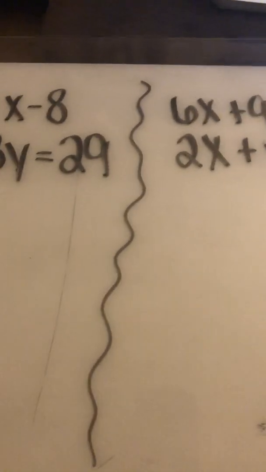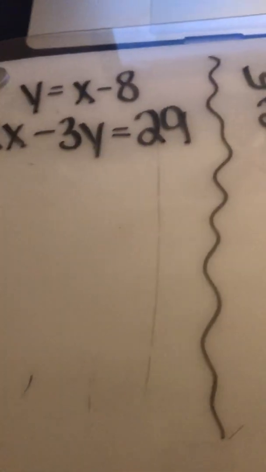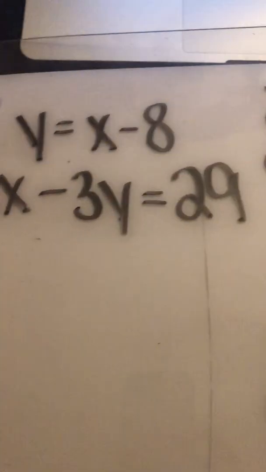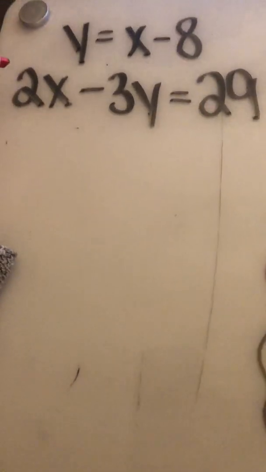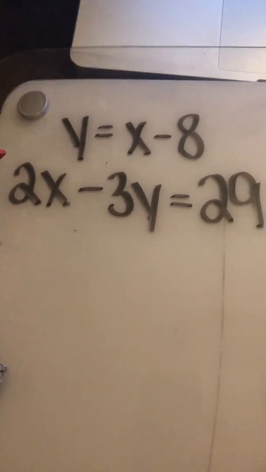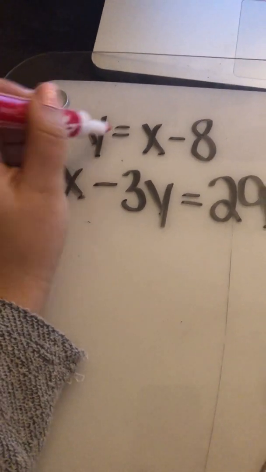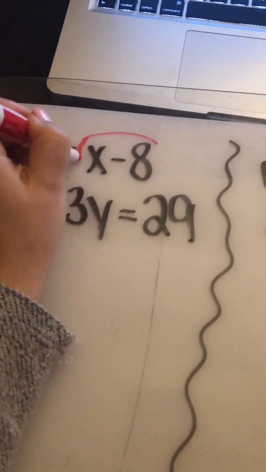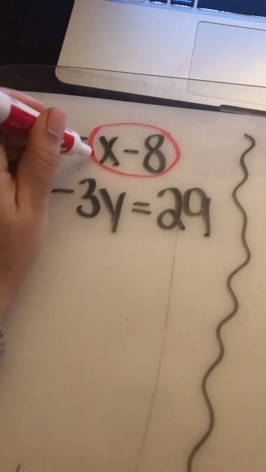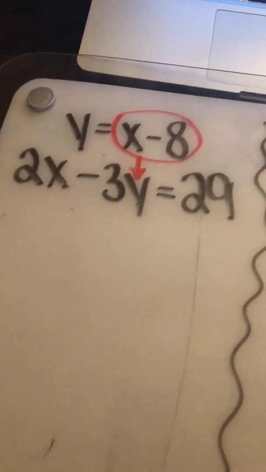The next question is going to be what we did on Monday when you're given 1 equation in slope-intercept form and 1 in standard form. Okay, so since this one is already solved for y, we make our circle and we're going to substitute it in where we see y.